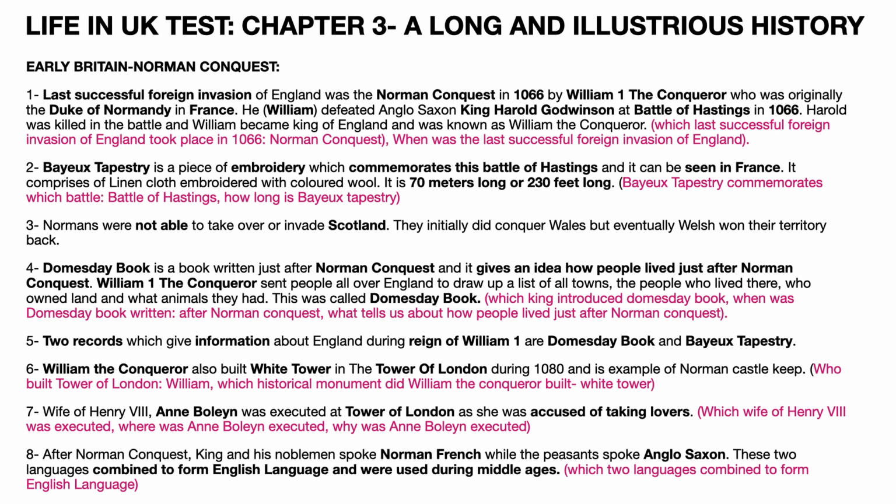After the Norman conquest, the king and his noblemen spoke Norman French, while the peasants spoke Anglo-Saxon. These two languages combined to form English language, and they were used during the Middle Ages. So the question asked is, which two languages combine to form English language? One is Norman French and the other is Anglo-Saxon.